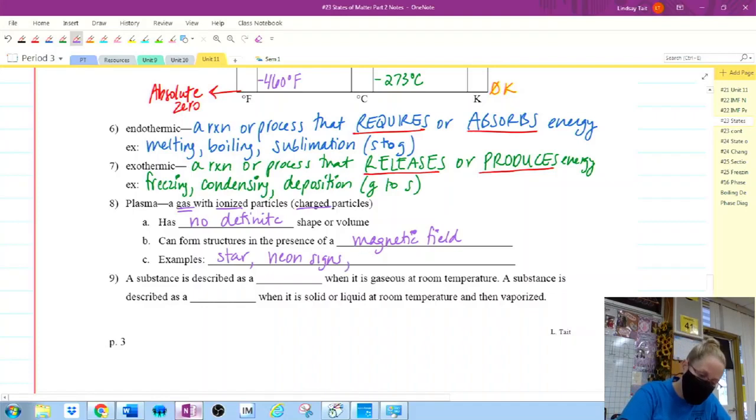Another example, lightning. Lightning will charge some particles. It's actually trying to discharge some of that electrical energy, right, with lightning. And that's really all we need to know about plasmas, just their existence, their connection to gases, but yet their differences in terms of their charges and some common examples.